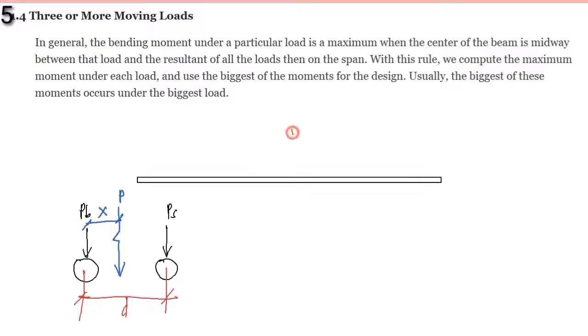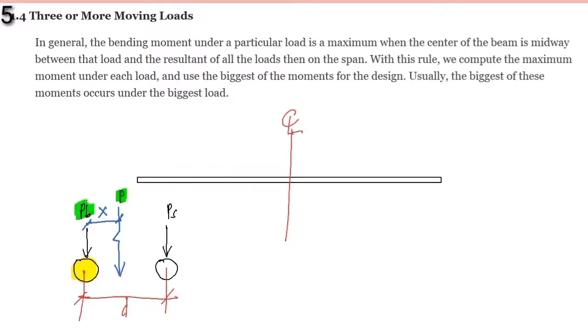Now, if this is the center line or the mid-span, and we are computing for the maximum moment created by this larger load here, what it says is that we should place the center line midway between this load here and the resultant of all the loads.